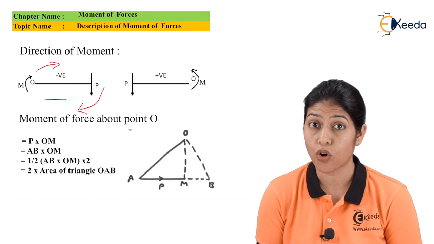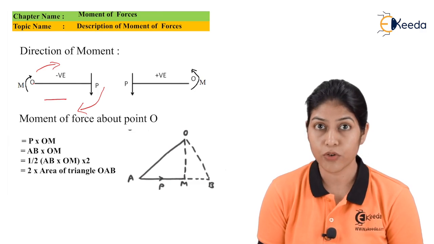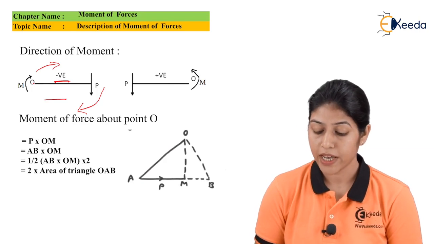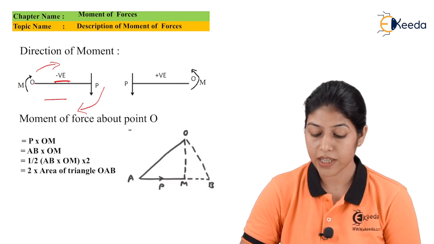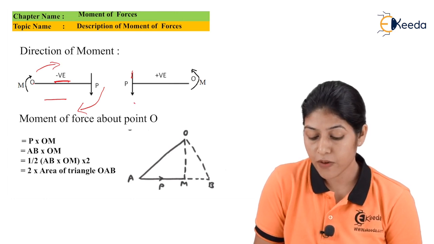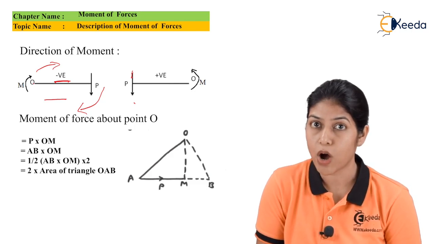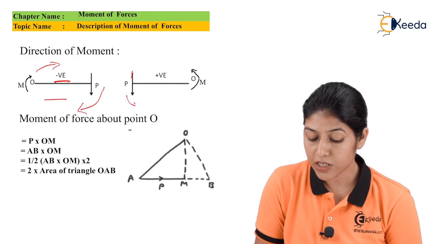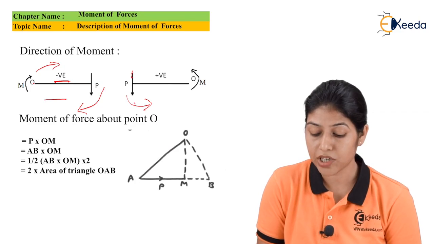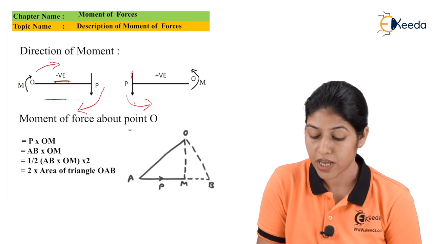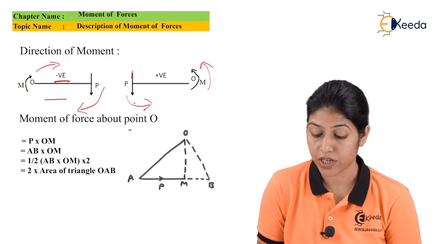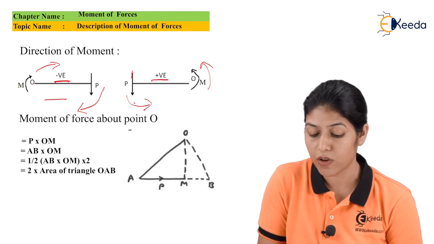And if we are considering clockwise movement, if we want to take a sign convention, clockwise movement we will take as negative. Opposite to it, if the force is moving in this particular direction, you can see this is the direction of force. So as per this direction of force, if we rotate this force about point O or about the center, this force will rotate in this particular direction, and this direction represents the anti-clockwise direction. So the moment we will consider in this direction, in anti-clockwise direction. So anti-clockwise direction we will always take positive.